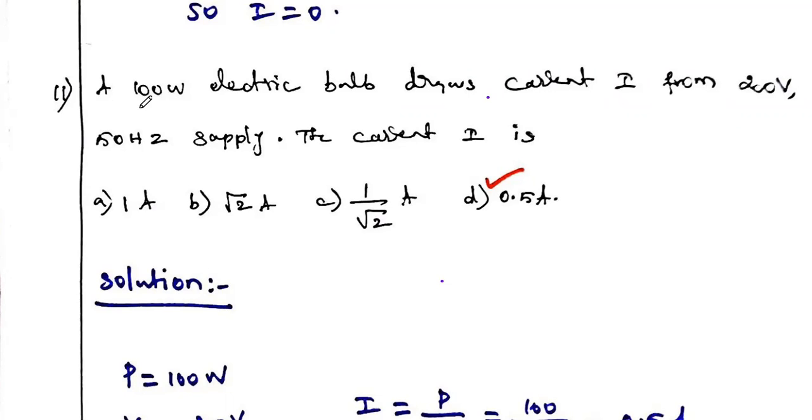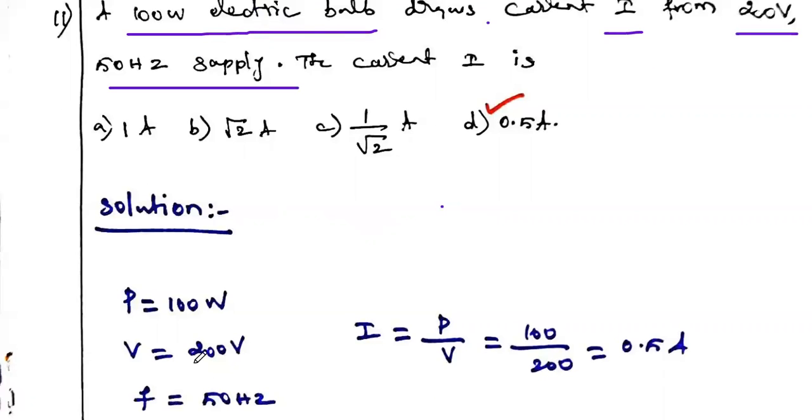The first question you see: a 100 watt electric bulb draws a current I from the 200 volt 50 hertz power supply. The current I is dash. Okay, so the electric bulb has a rating of 100 watts. This bulb draws the current I from the supply voltage of 200 volt 50 hertz power supply. What is the current I? Four options are given.